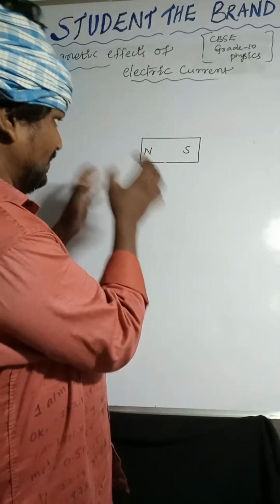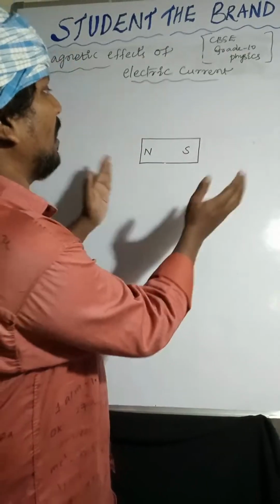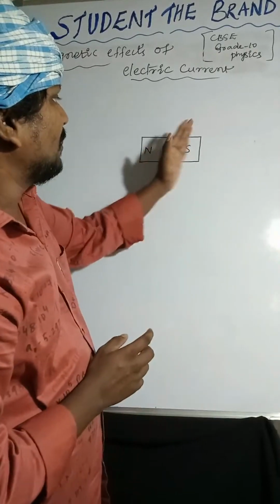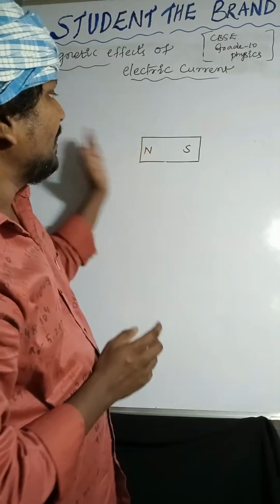And one more thing: those poles are not exactly at the end of the magnet. Here I'm taking the north pole and south pole, and these poles are not exactly at the ends of the magnet.